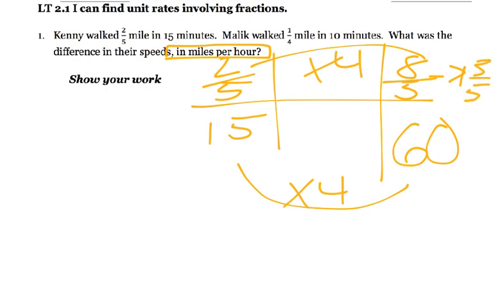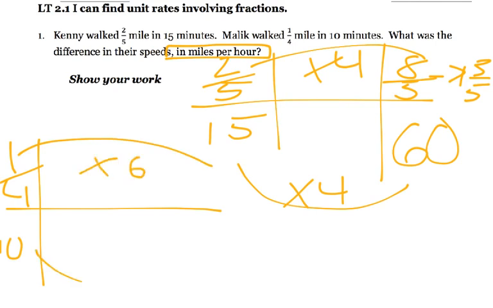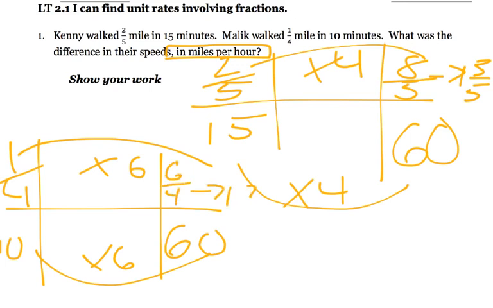So we're going to do the same thing for Malik. So we're going to do 1/4 and 10 times 6, because 60 right here, and then you're going to get 6/4, which is equivalent to 1 2/4.